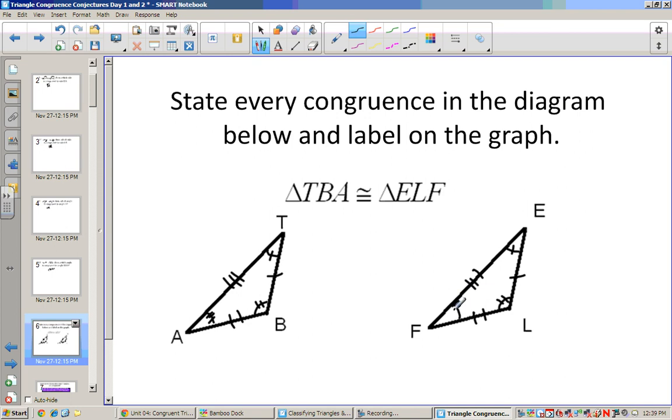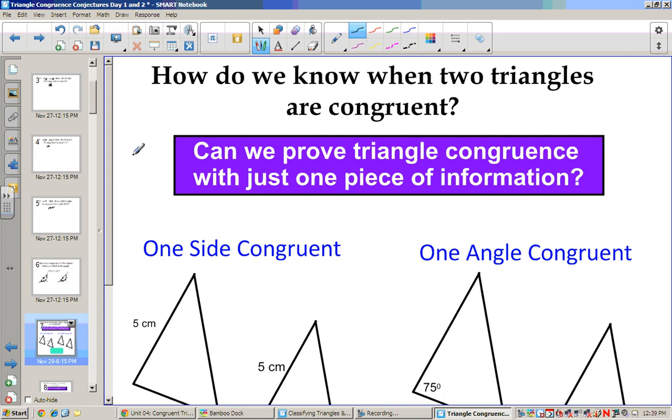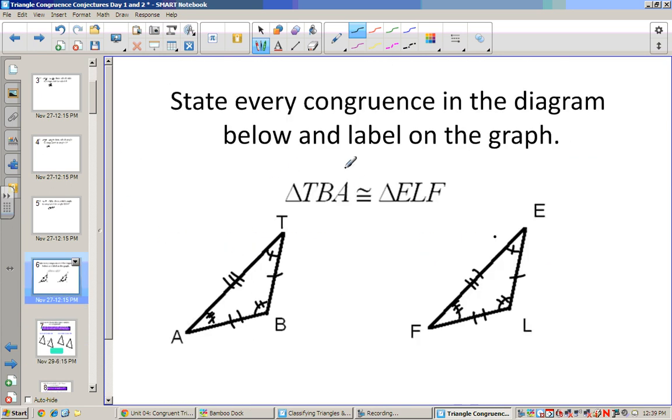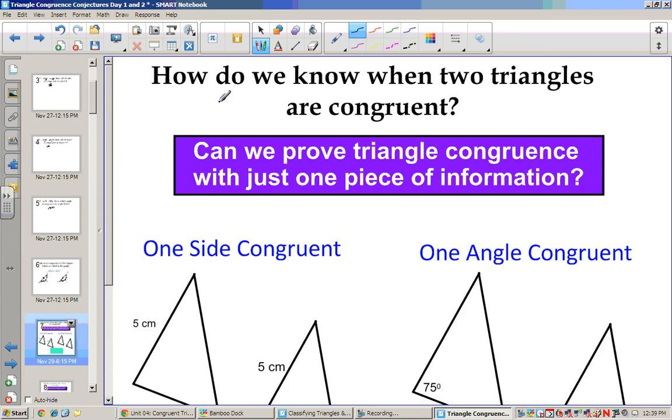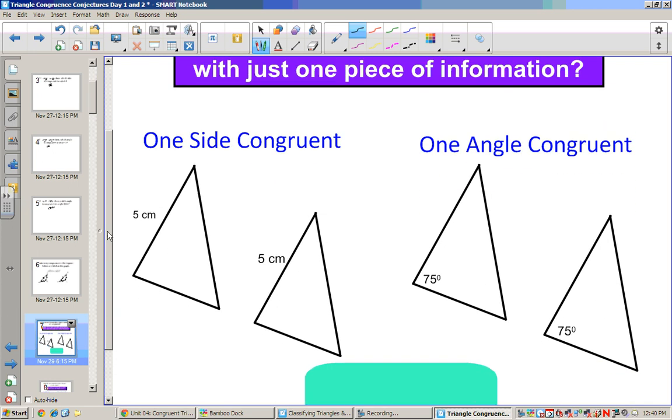So we know that there are 6 things that are congruent in one triangle with the other if we have this one statement. So there's a big question. Do we need all 6 of these things to prove that those are congruent? How do we know when two triangles are congruent? What if just one thing was congruent?